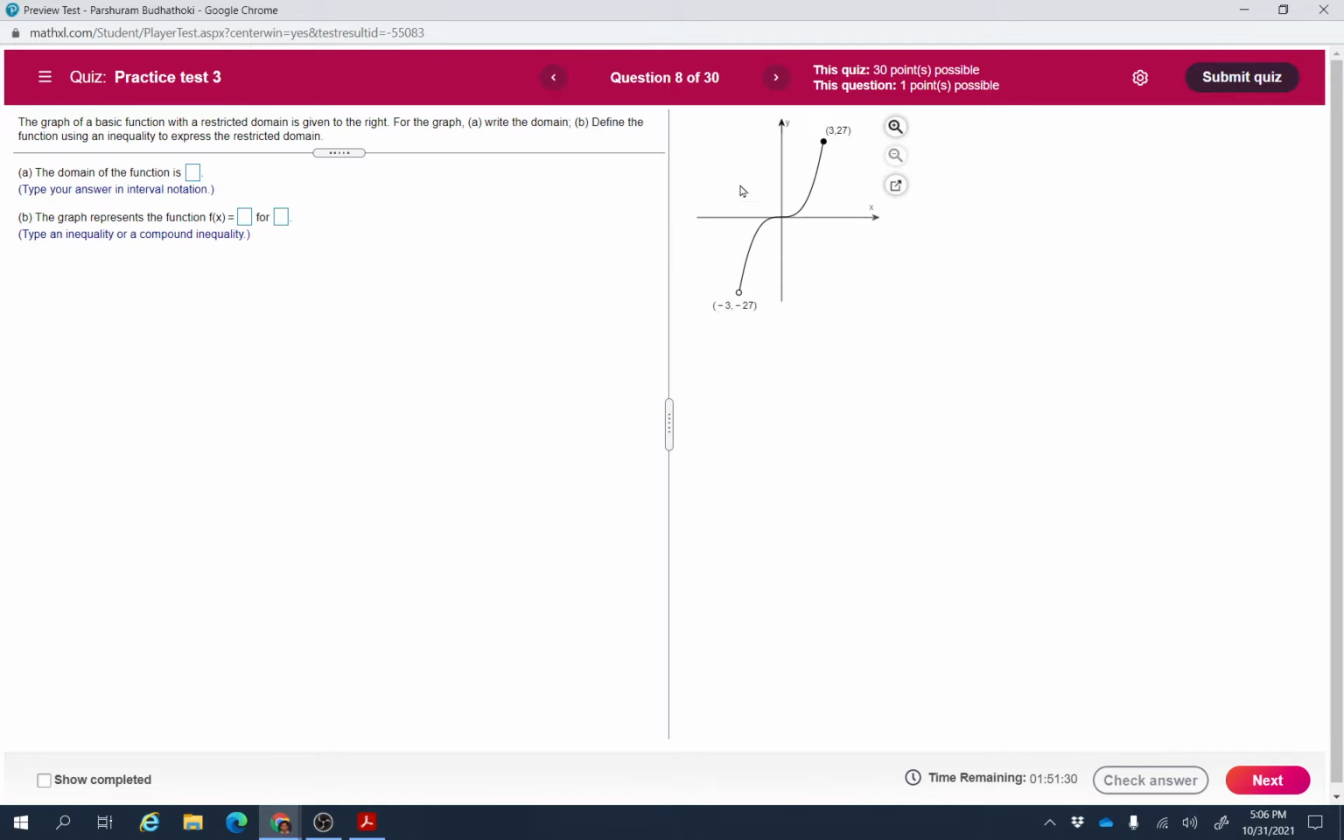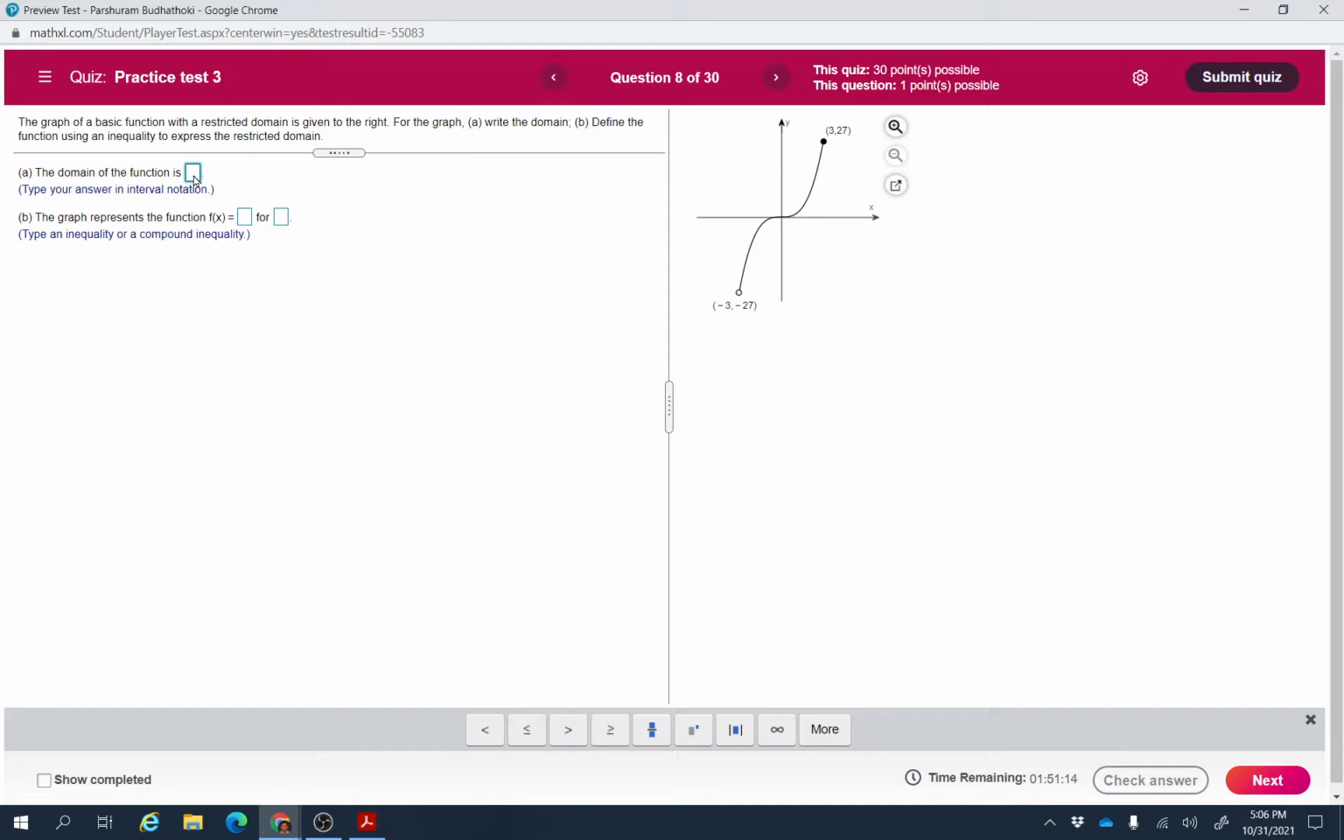Okay, this is the graph of a basic function with a restricted domain, given to the right. We need to find the domain. The domain means the x values. The x values are going from -3 to +3, but not including -3. That's why we need to write (-3, 3], including +3. The graph represents the function f of x. This is a part of a cubic function, so it should be x cubed. And as you can see, the domain is going from -3 to +3.